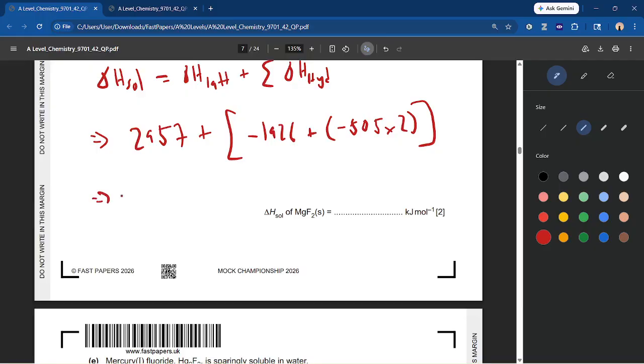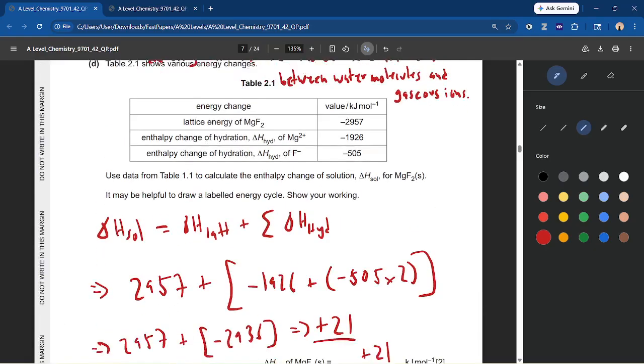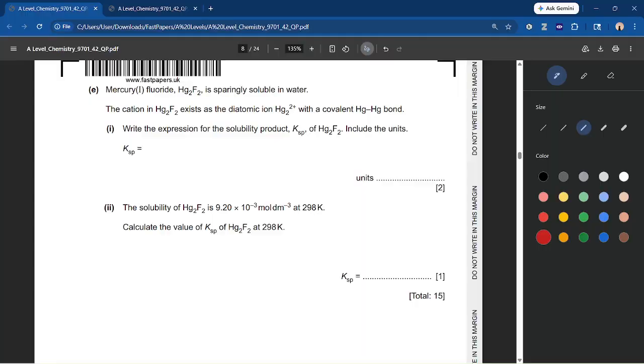And then if we do the math, it's 2957 plus minus 1926 minus 505 times 2, because there's obviously 2 fluoride ions over there, so this will be minus 2936. If you do that, plus 2957, you're going to get a nice plus 21 kilojoules per mole. Nothing too complicated, nothing you have to worry about.